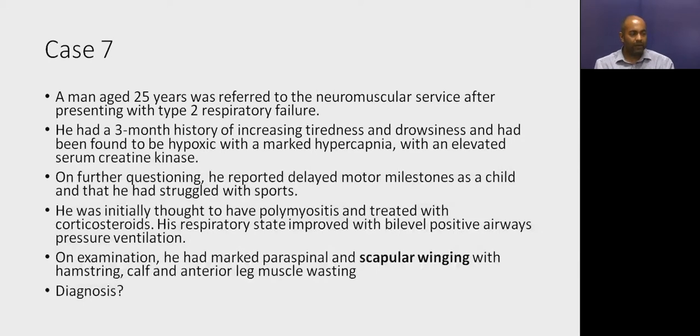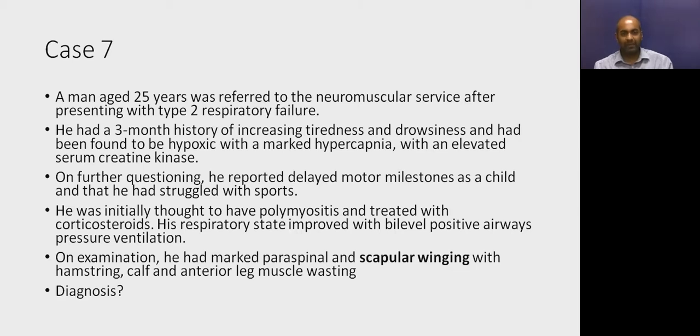A 25-year-old male was referred to a neuromuscular service after presenting with type 2 respiratory failure. He had a 3-month history of increased tiredness and drowsiness, and had been found to be hypoxic with marked hypercapnia, with an elevated serum creatine kinase. On further questioning, he reported delayed motor milestones as a child and that he struggled with sports. He was initially thought to have polymyositis and treated with corticosteroids.